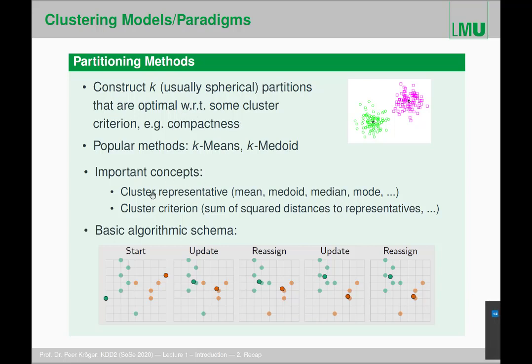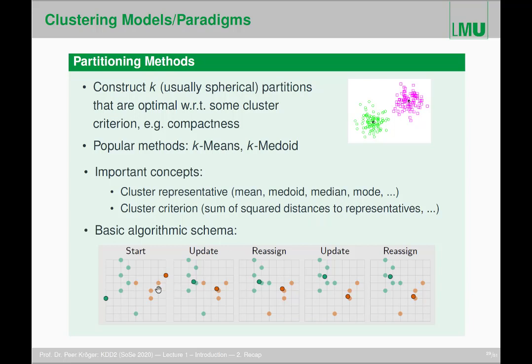So the important concepts here, as you may remember, are cluster representatives. How should we model or represent a cluster? K-means uses the mean, K-median the medoid, and so on. And then the cluster criterion, like compactness, which is, for example, the criterion of K-means. It uses the sum of squared distances of all cluster members to their representatives in order to measure the compactness of clusters, and it tries to optimize that compactness.